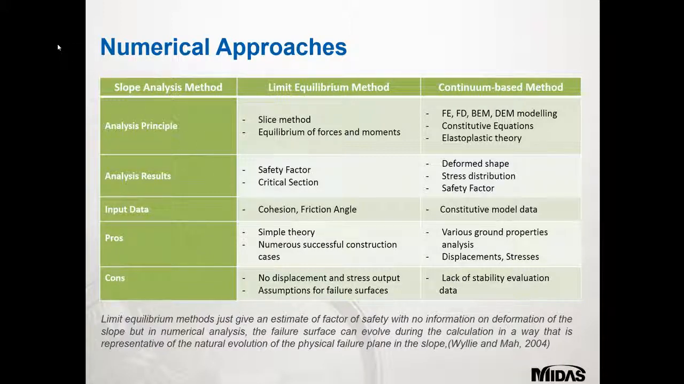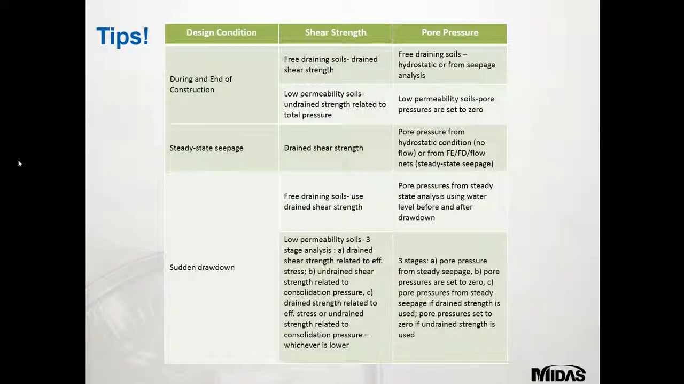So the limit equilibrium method just gives an estimate of the factor of safety with no information on deformation of the slope, but in numerical analysis the failure surface can evolve during the calculations in a way that is representative of the natural evolution of the physical failure plane in the slope.